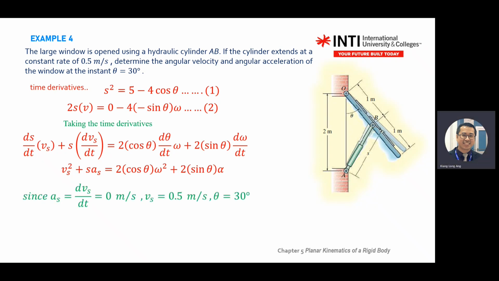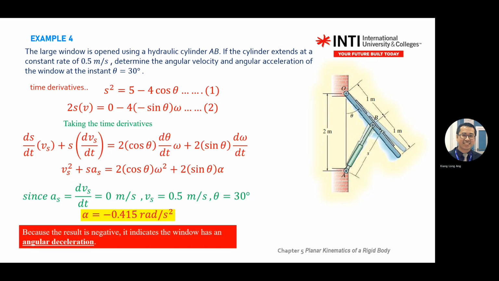You substitute at s, dv dt is 0, s given, theta given, you substitute inside, you get alpha. Okay, and it's negative. So negative acceleration means deceleration, the window slows down. Okay, means angular velocity will slow down.